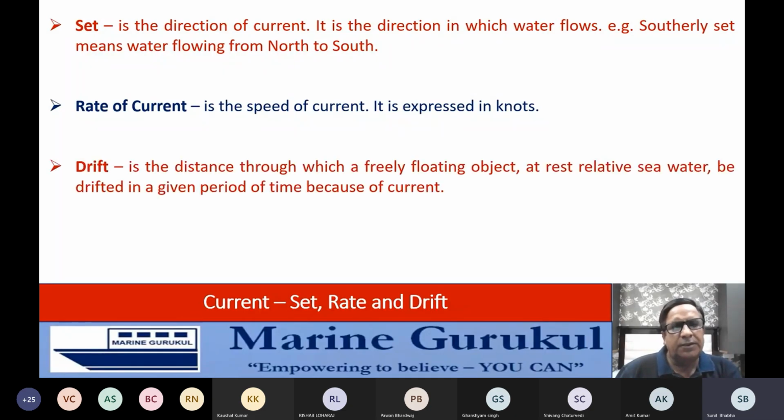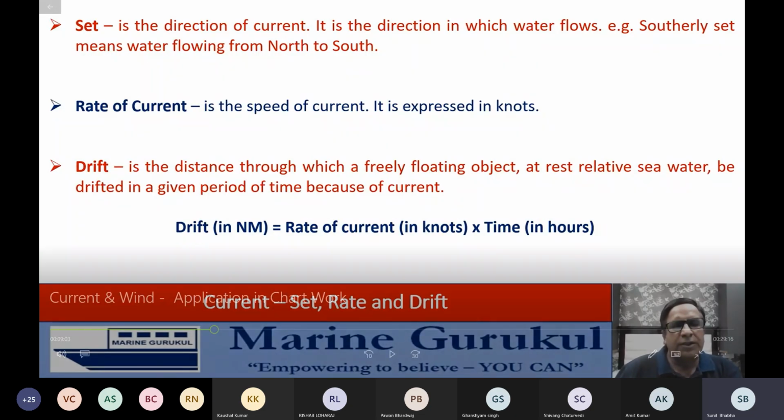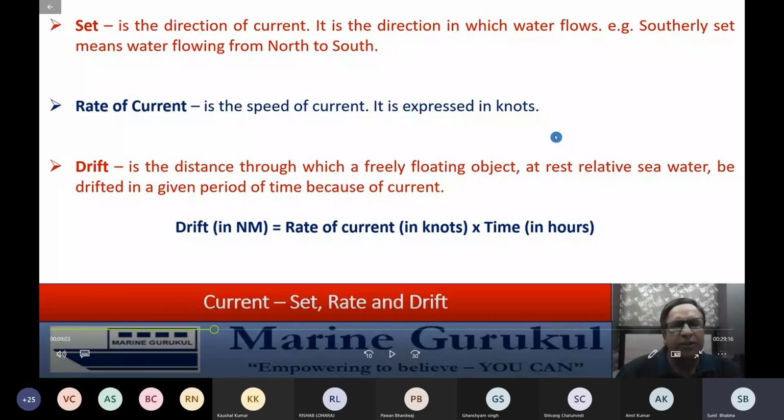The drift of the current is the distance through which a freely floating object at rest relative to sea water would be drifted in a given period of time because of the current. Obviously, the drift in a certain period shall be equal to the rate of the current in knots multiplied by time in hours, and what we get as drift shall be in nautical miles. Now, this is also clear, beta, up to here. What is the set of the current, rate of the current, and drift of the current?